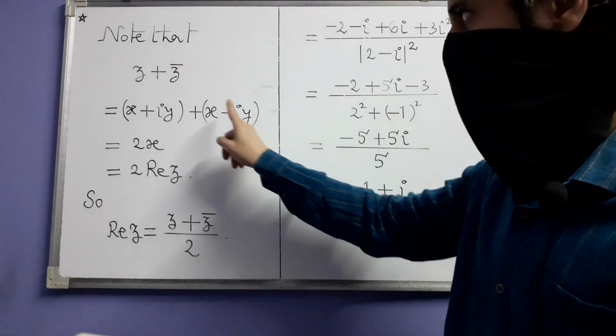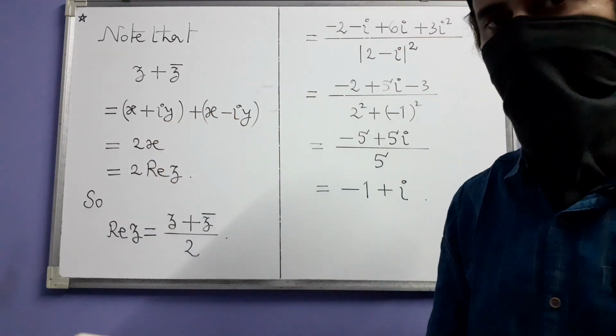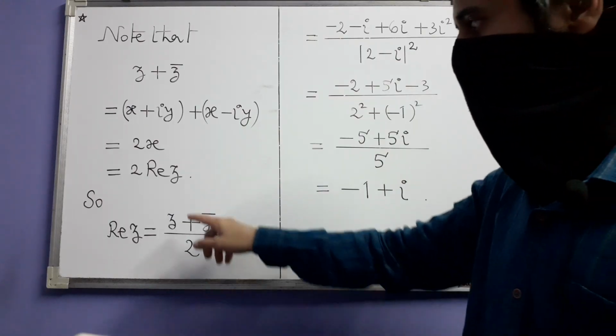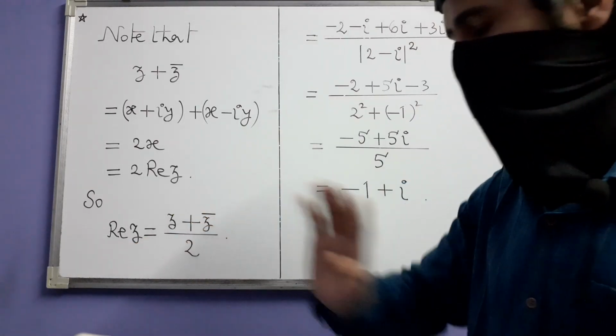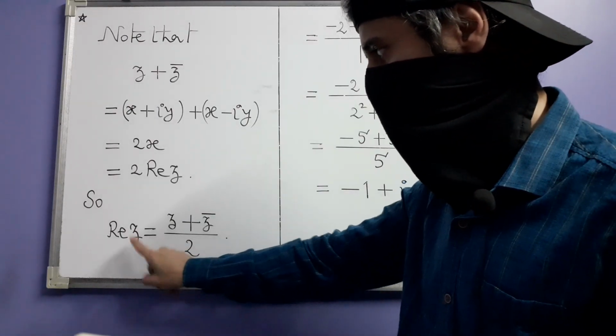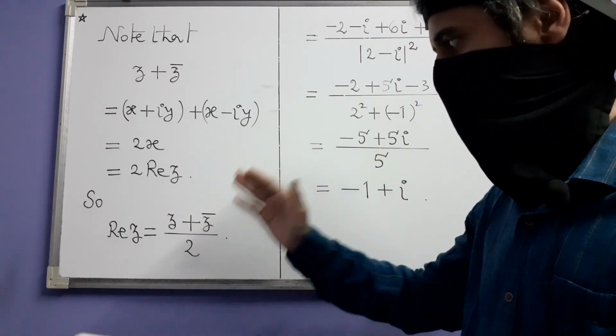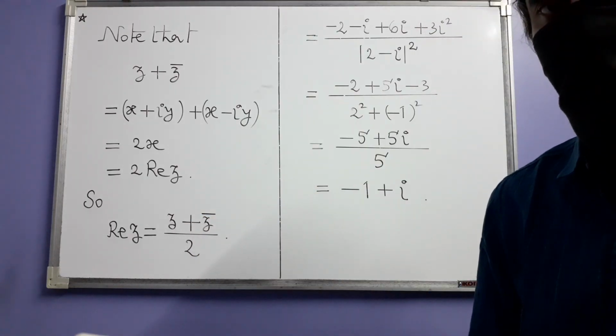Then cancelling this iy and minus iy, you are left with 2x, or 2 times the real part of z. So you have got a new formula which expresses the real part of the complex number in terms of the complex number and its complex conjugate.